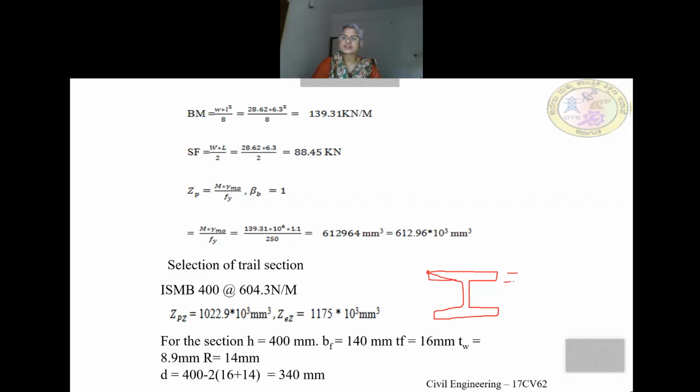So if this is the thickness of the flange, which is 16 mm, you have to deduct 16 for the compression flange and 16 for the tension flange, plus there is a root radius here, on both the top and the bottom, under the top and the bottom flange it is filleted. The root radius is 14 mm. Yes, so you have to deduct that to get the actual depth of this web, D. This D you can obtain, that comes to 340 mm.